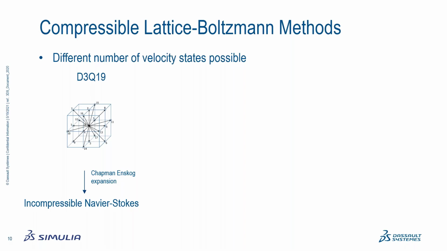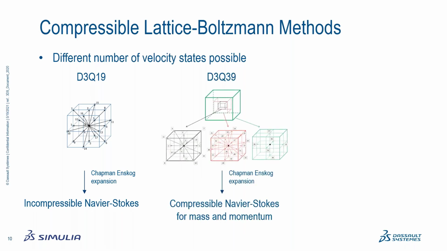Now, there are different ways of discretizing the velocity space, and another way of doing this would be, for example, the D3Q39 scheme, which is shown here on the right-hand side in the center of this slide, where you can see how 3 different lattices are combined, and we end up with 39 velocity states. Using the Chapman-Enskog expansion here basically would lead to the fact that we would be able to recover the compressible Navier-Stokes equation, and we would conserve mass and momentum.